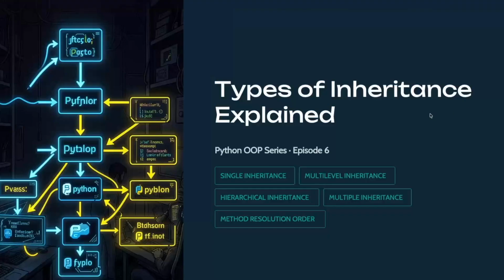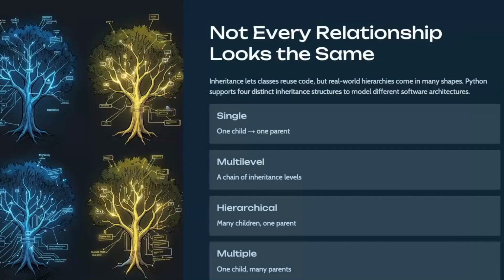Now, inheritance allows classes to reuse code. But real-world software systems don't always have the same class structure. Sometimes, one child inherits from one parent. Other times, inheritance is a chain. Sometimes, multiple child classes share the same parent. And other times, a single class inherits from multiple parents. Python supports all of these structures. Think of inheritance as a family tree. Not every family tree looks the same, and not every software architecture looks the same either. Let's start with the simplest form of inheritance.